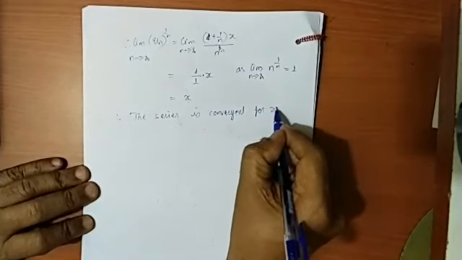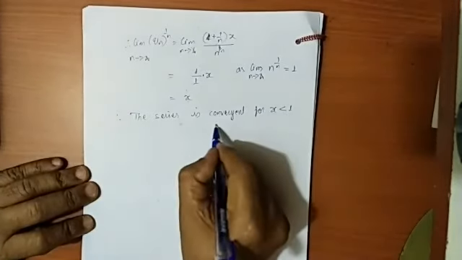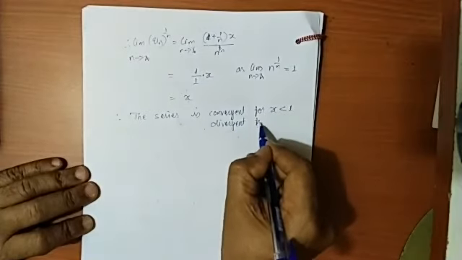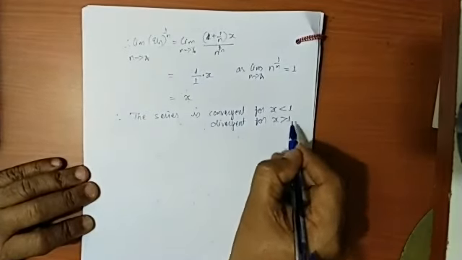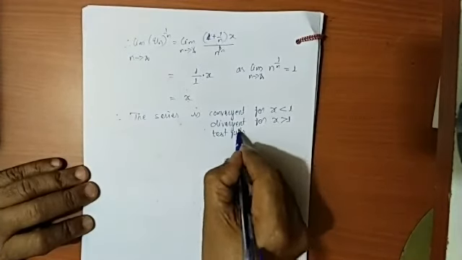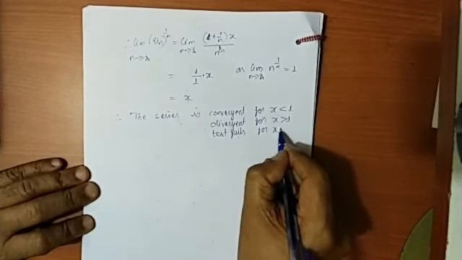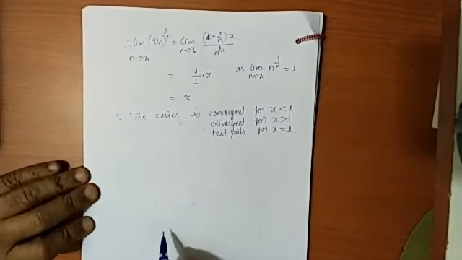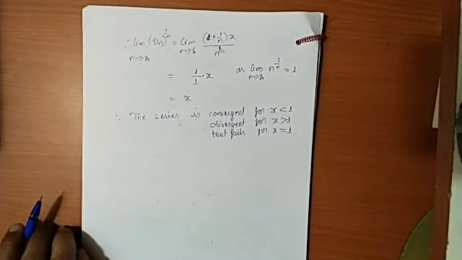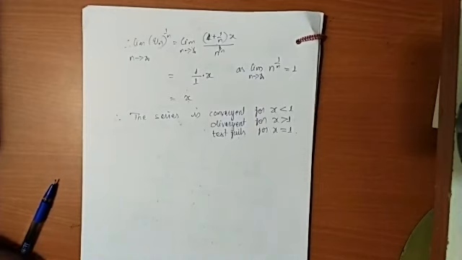Therefore, the series is convergent for x less than 1, divergent for x greater than 1, test fails for x is equal to 1. So thus I have solved all the problems of the convergent and divergent series.